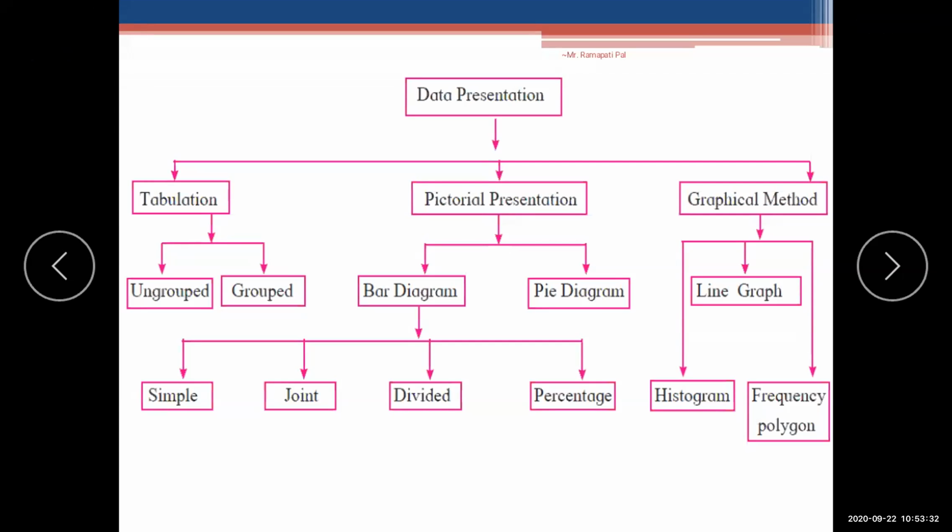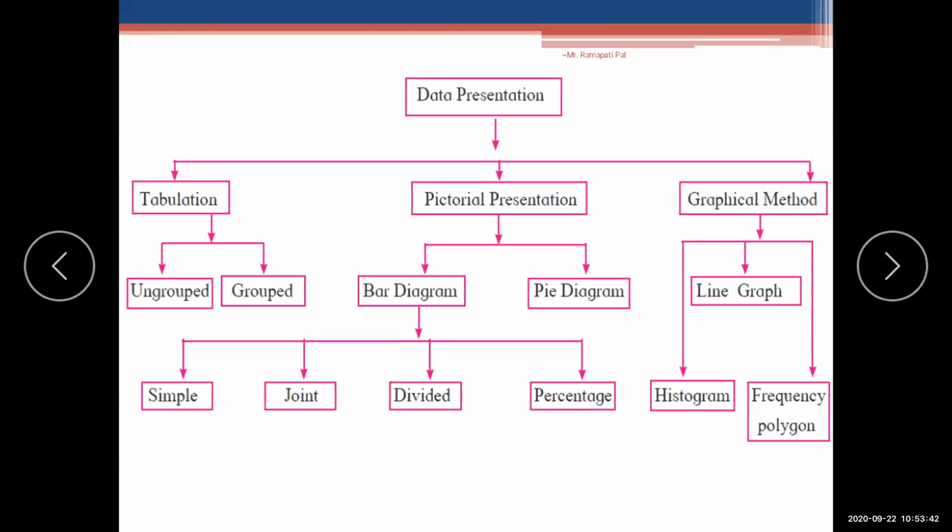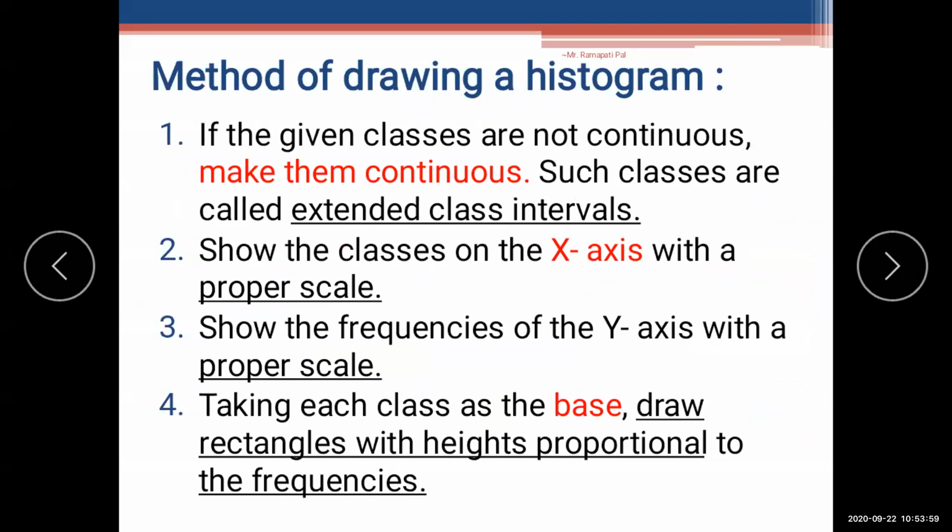We have seen the line graph. Now histogram and frequency polygon are there. So we will see histogram and also frequency polygon, and what is the difference between histogram and frequency polygon. So are you ready for histogram? Is it clear? Okay, come to the method of drawing a histogram.